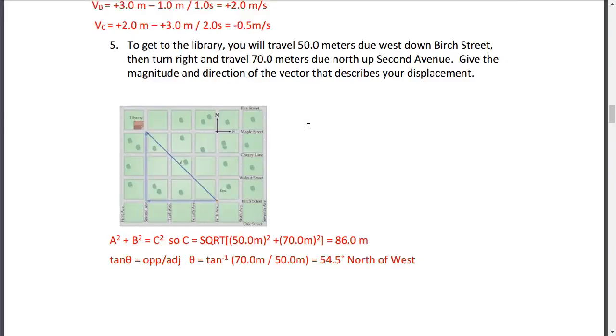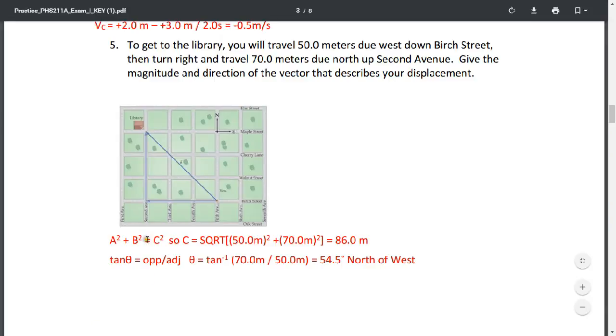Okay, now we're into the world of a little bit of baby trigonometry. So we're traveling to the library. It's 50 meters down Birch Street and then 70 meters due north up 2nd Avenue. Give the magnitude and direction of the vector that describes your displacement.